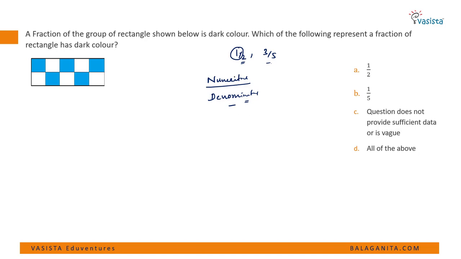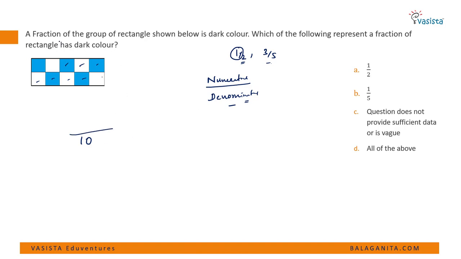Let us find out how many parts are here. Let us take the whole. Let me count the total squares inside the rectangle. How many are there? 1, 2, 3, 4, 5, 6, 7, 8, 9, 10. So there are 10 parts. This is what represents the denominator.